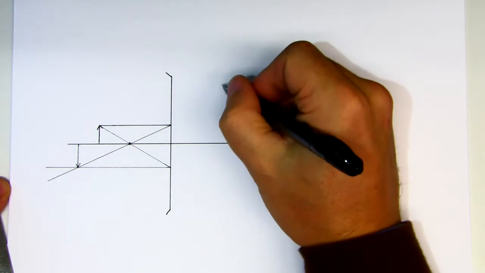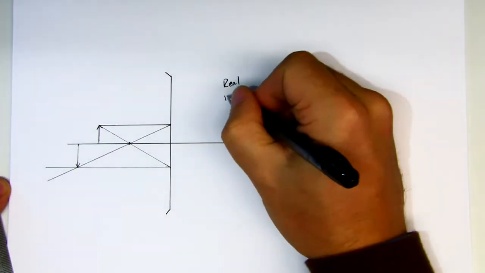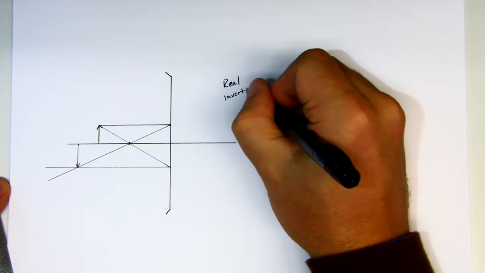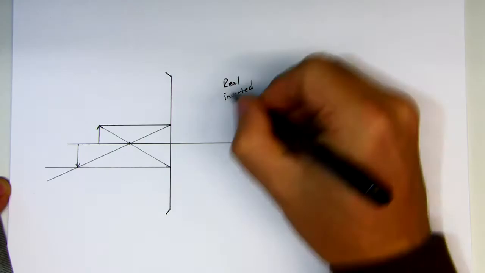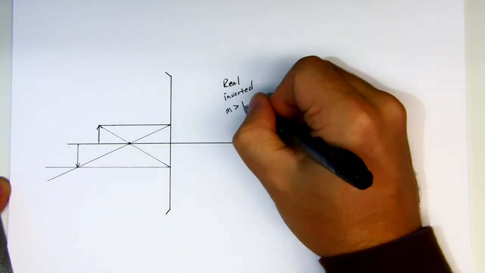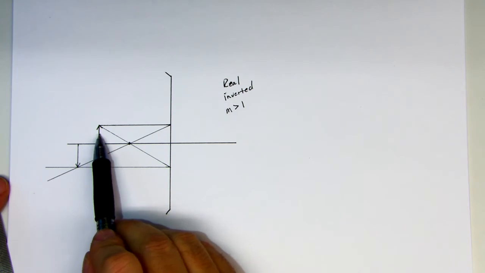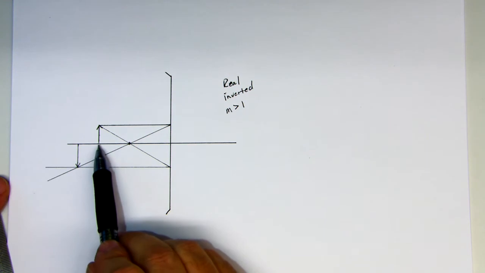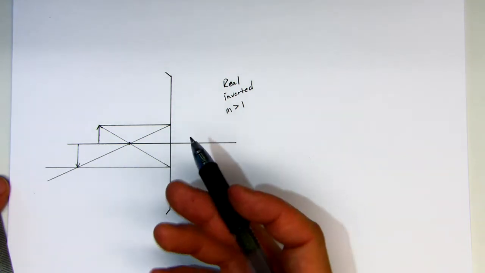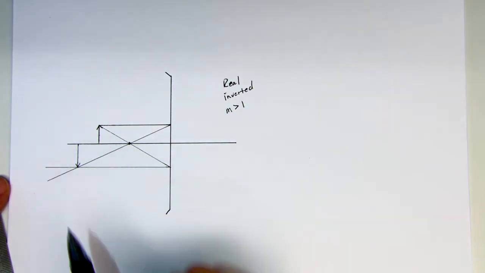So this one is a real image. It is inverted, and it looks like, the way I have it drawn here, that the magnification is greater than 1. Now, of course, if I move this object over here and I draw this, then I might get an image in this area here, and then the magnification would be less than 1. So this right here can change depending on how you draw it.